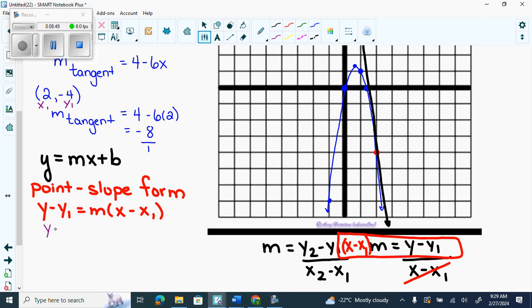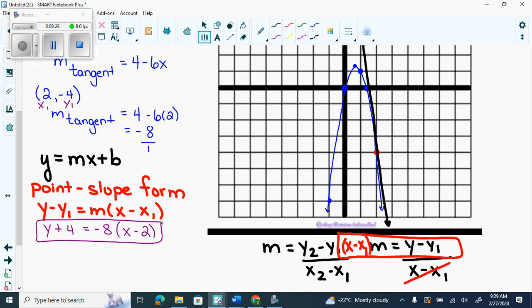Y minus negative 4, so plus 4 equals negative 8 times x minus 2. And they will leave it in this form, guys. So it's blatantly obvious they want it in point slope form because the answer is in point slope form. Okay? Could you switch that into y equals mx plus b? Sure. Distribute your negative 8 through, move your 4 over, and you have it in that form. Right? That's the equation of the tangent.